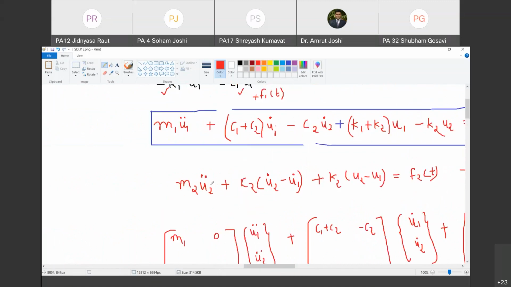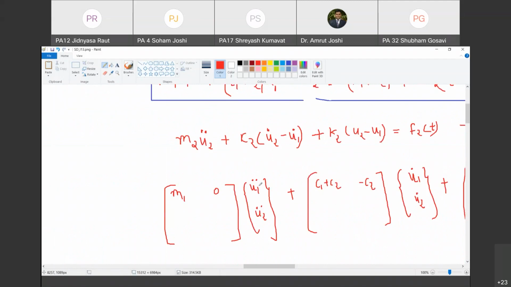You have m2 u2 double dot. You don't have anything corresponding to u1 double dot. So therefore 0 into 0 and m2. 0 u1 double dot plus m2 u2 double dot. Matrix multiplication is what we are doing. We are multiplying. We are writing down the second row. So 0 into u1 double dot plus m2 into u2 double dot plus यहाँ पे क्या लिखूं?